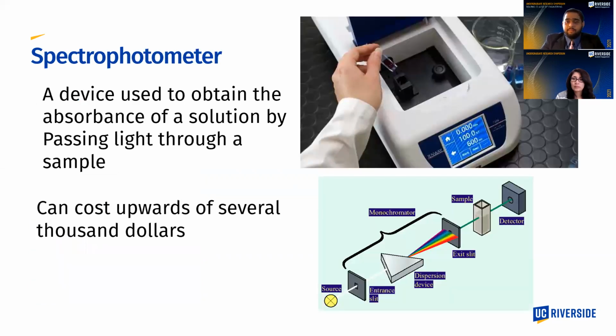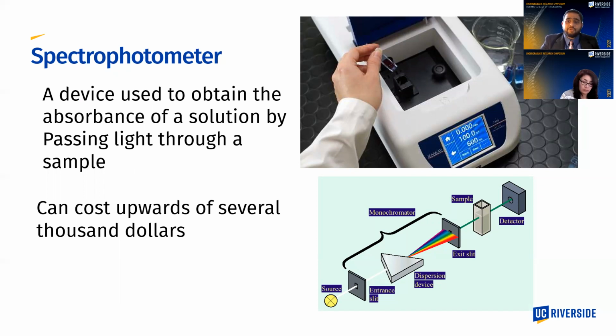Now, the next component I made is the spectrophotometer. But before I go into how I made it, it's first important to understand what the spectrophotometer is and the significance of this project. A spectrophotometer is a device that's used to obtain the absorbance of a solution by passing light through a sample. A great example of this is coffee.